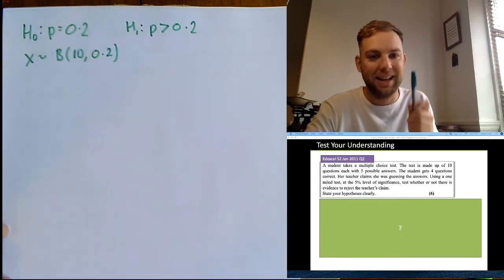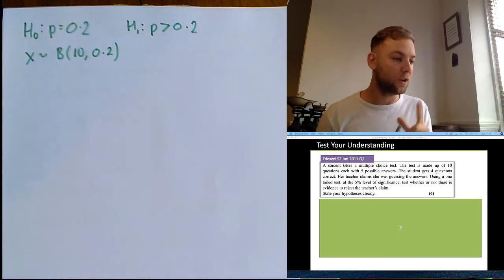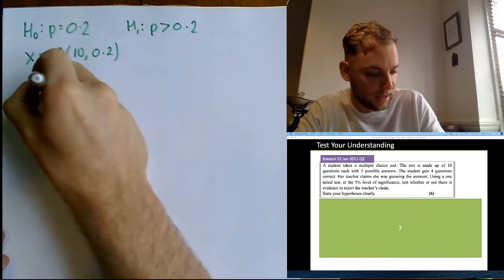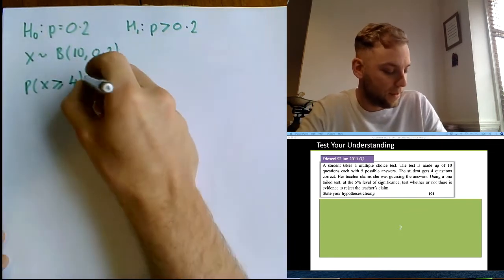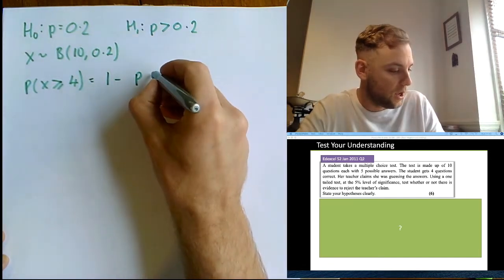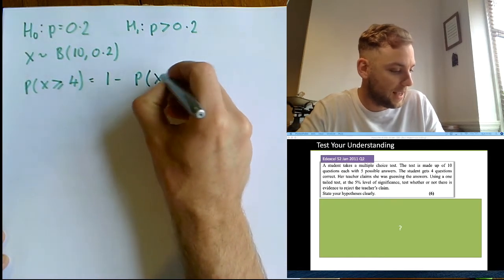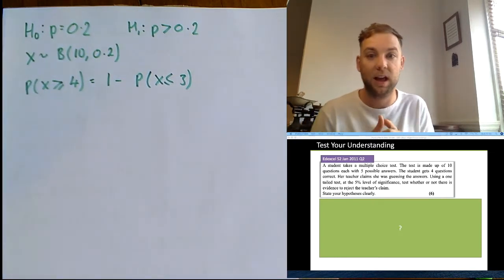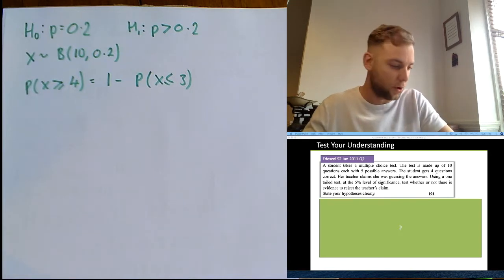We now need to actually look at the data which we've got back. The student's got 4 questions correct. So we're looking here at the probability of X being greater than or equal to 4. And we know that this is going to be equal to 1 minus the probability that X is less than or equal to 3. So we're only looking at the probability here. We're not going to be doing the critical regions. We could do critical regions, but we're not at this stage.